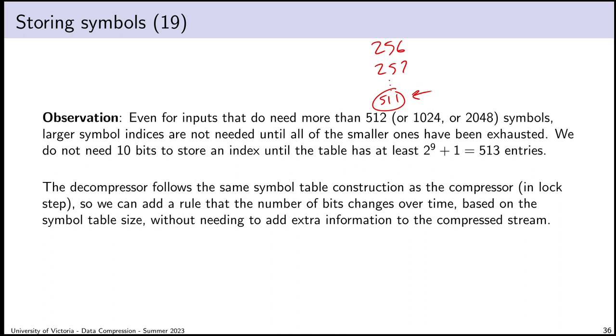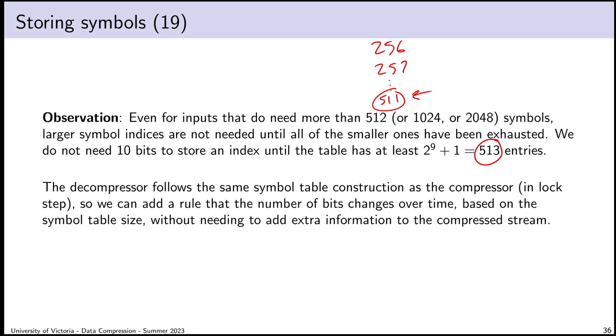And that means that until I actually create symbol 511, I am guaranteed that every symbol that I use fits inside of 9 bits. So I don't need 10 bits to store an index until I have used symbol number 512, which means the symbol table has size 513. Remember that symbol 512 in a zero-based table is the 513th symbol.